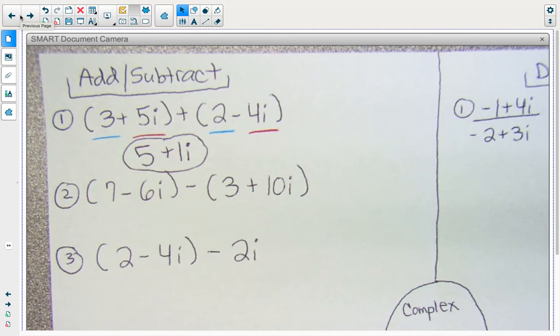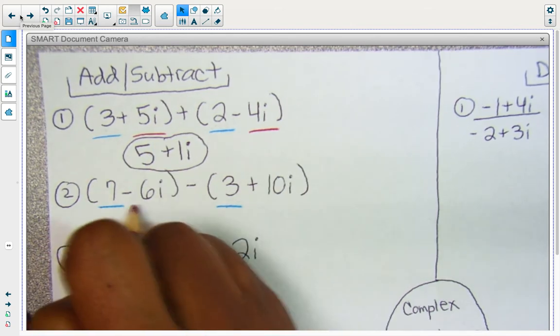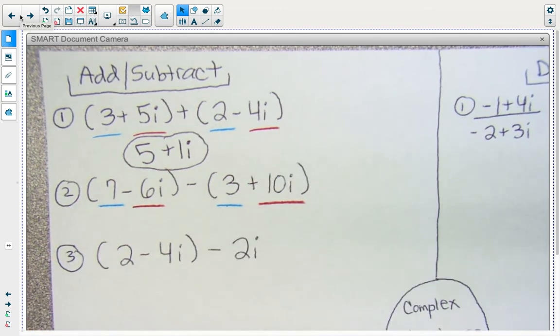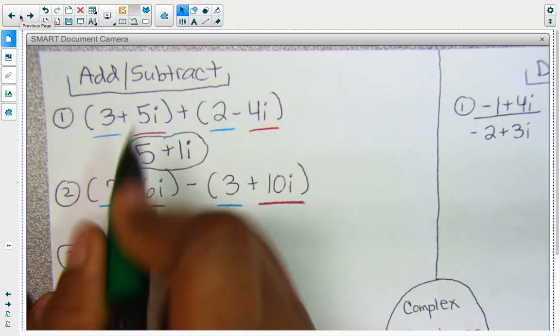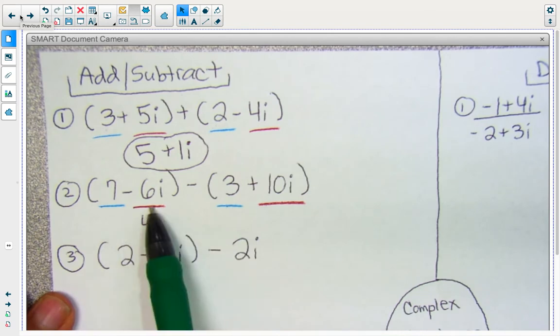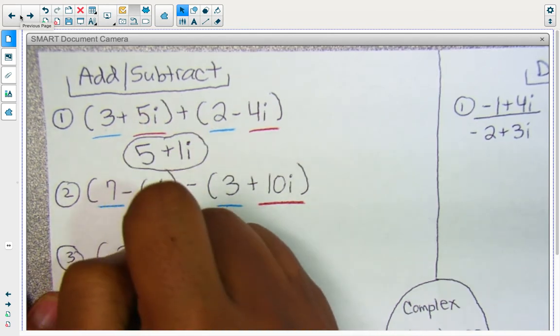Same thing with number 2: imaginary plus imaginary and real plus real. So 7, 3, and then this with this. Calculator, mental math, whatever helps you out there. 7 minus 3 is 4. Negative 6i minus 10i is negative 16i.